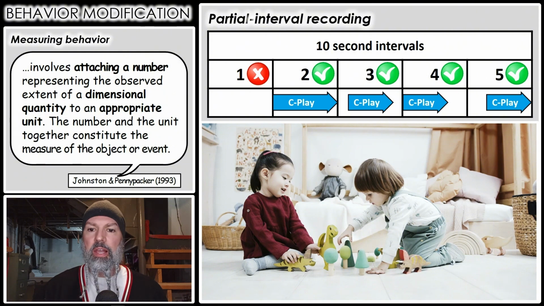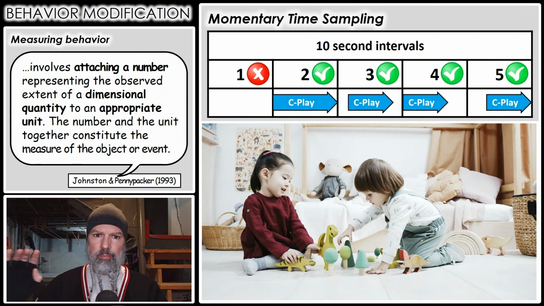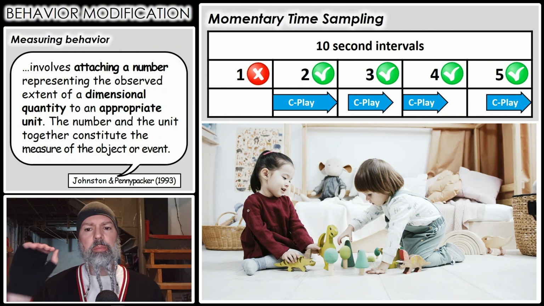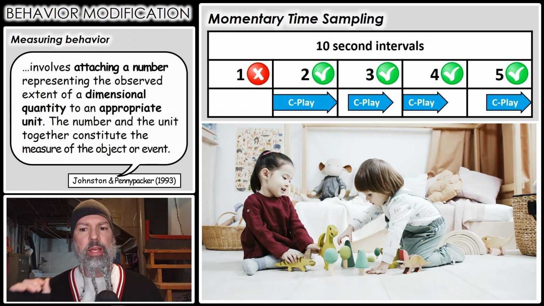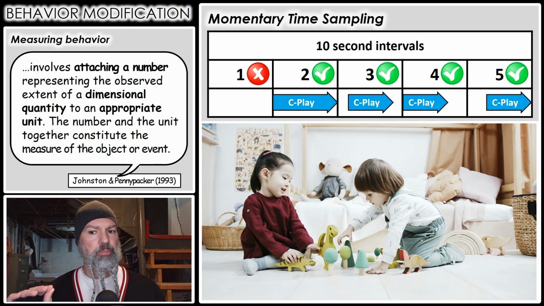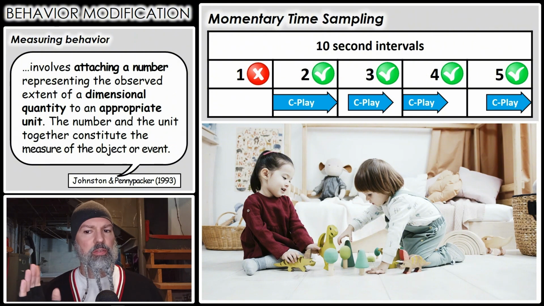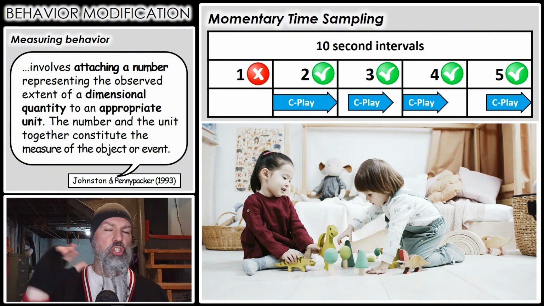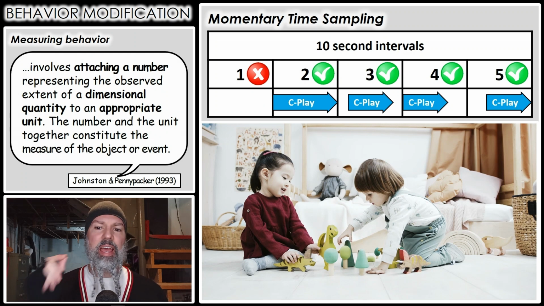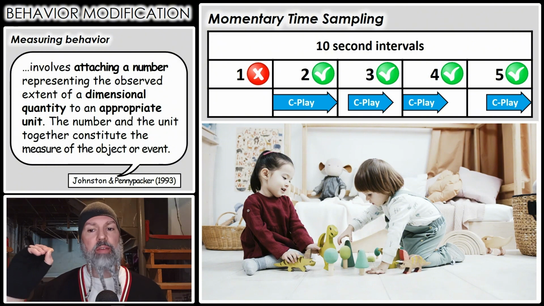All right, and then the last major type of time sampling is momentary time sampling. In momentary time sampling, you only look at the end of the interval. At the end of the interval, the observer records whether the target behavior occurred, just if it's still occurring at the end of the interval. If it's occurring at the moment that interval ends, that is recorded as the behavior having occurred.